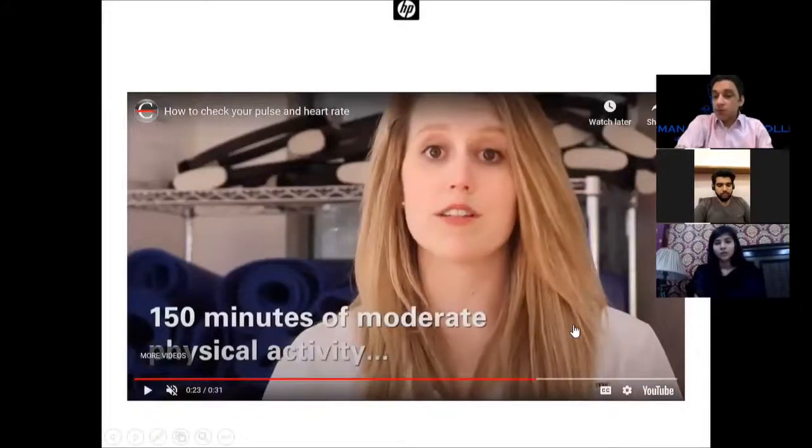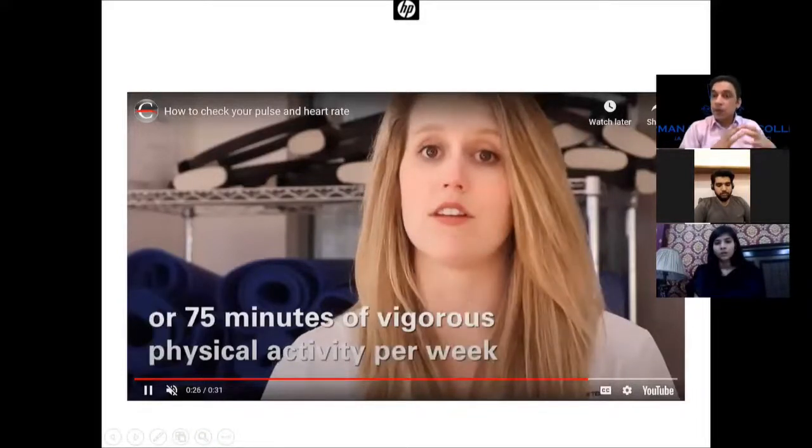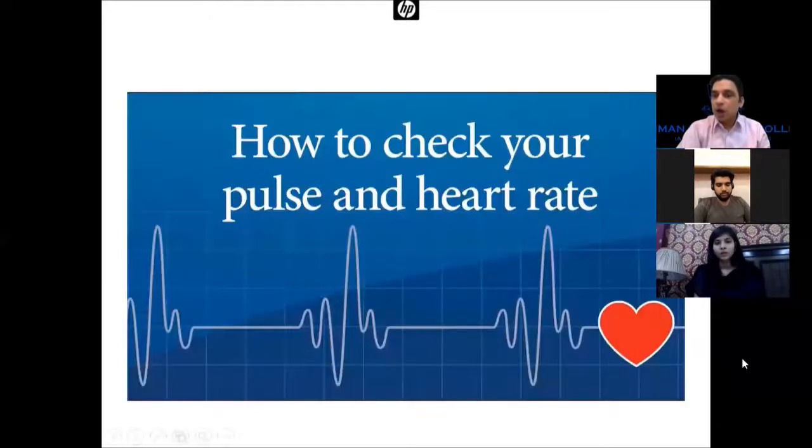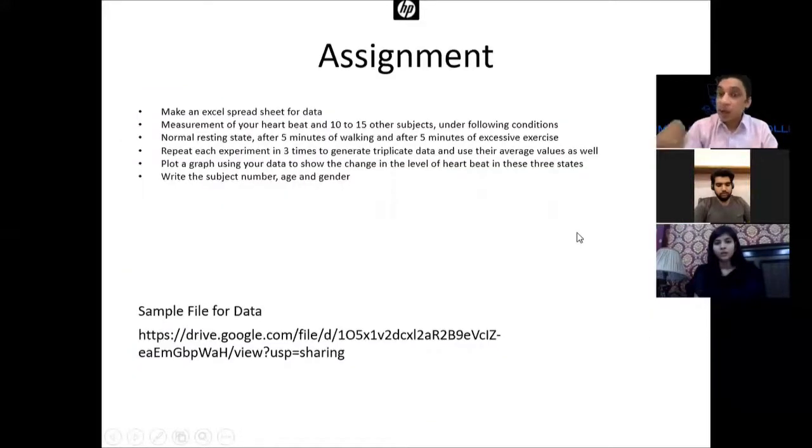if you are in a resting state, the rate of your heartbeat will be less. But if you are moving, you are walking, the rate of your heartbeat will be more. And if you are exercising, the rate of your heartbeat will be maximum. So you need to do that experiment in 3 different states.